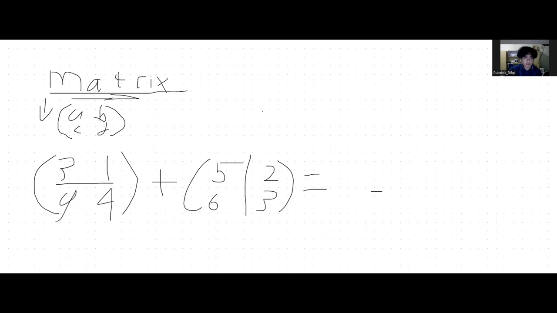So for example, the first column here, five times three is 15. And six times one is 6. And still in the first column, but in the second row right here is 9. 9 times 5 is 45 plus 6 times 4. 6 times 4 is 24.